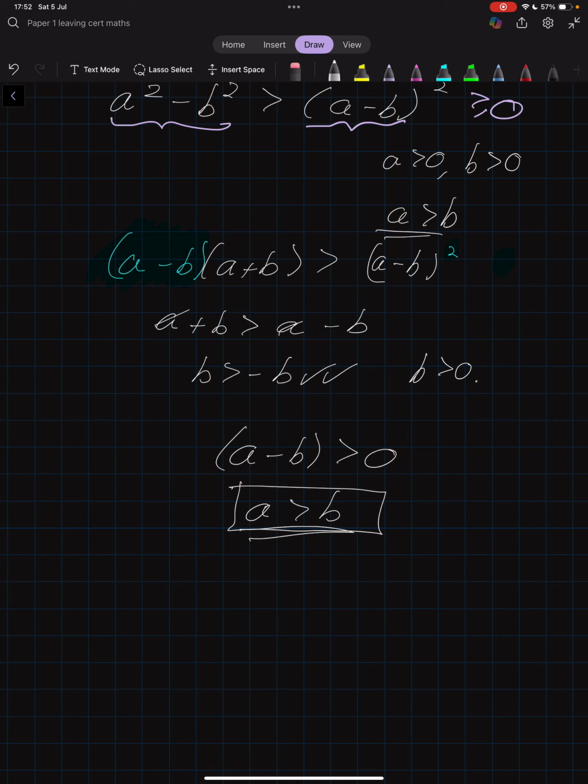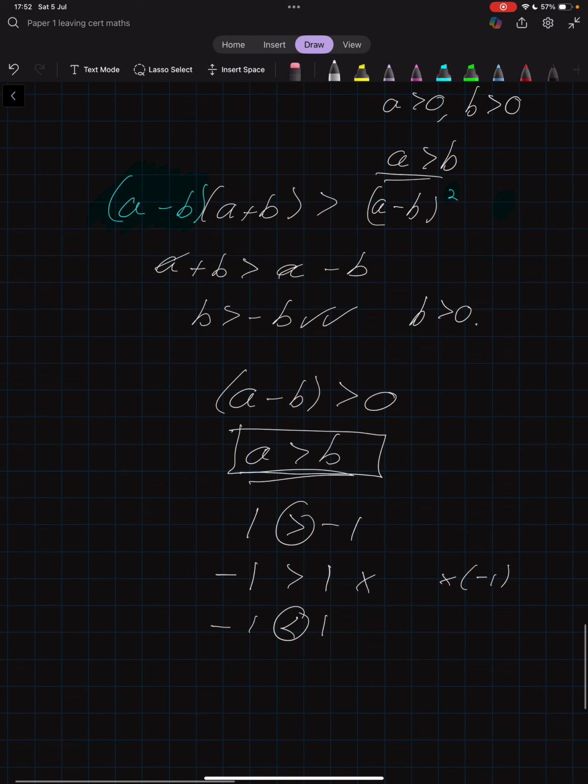Because remember, if you have 1 is greater than minus 1, you can't just multiply everything by minus 1, because then you get minus 1 is greater than 1. So if you multiply by a minus, you need to change the inequality. So this sign must flip. Again, I covered that in a previous chapter, but just to reinforce that, there's always some subtleties to these things that you can mess up very, very fast.